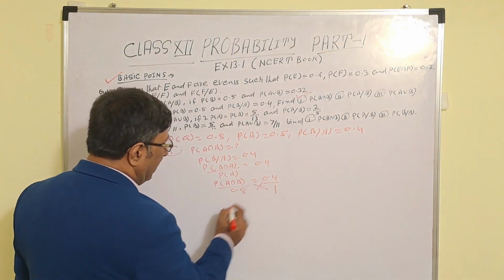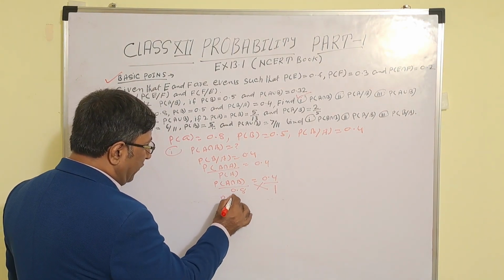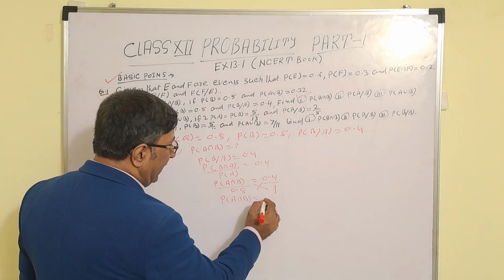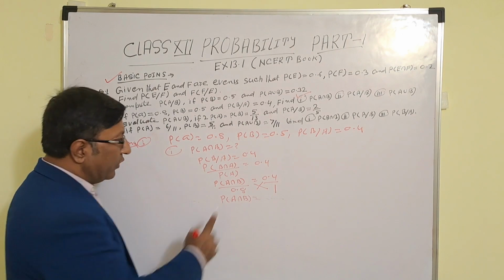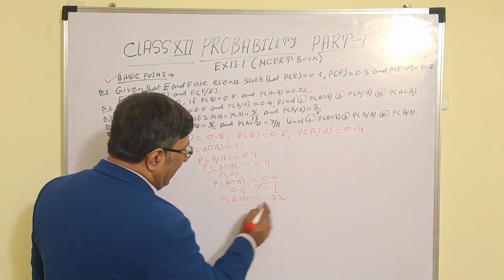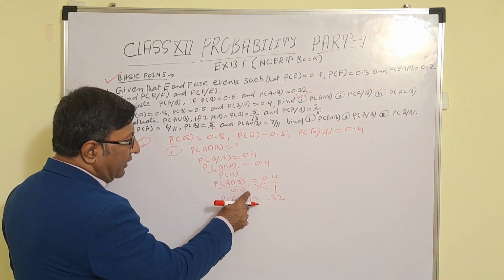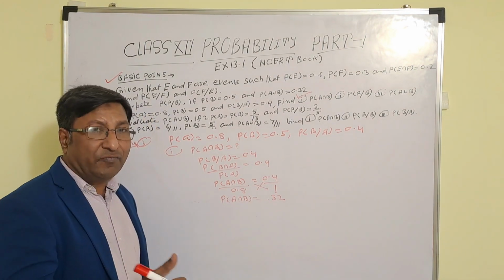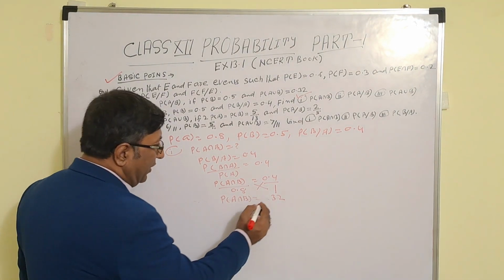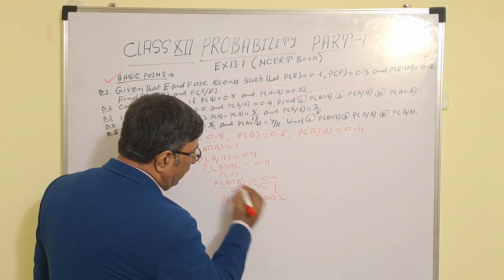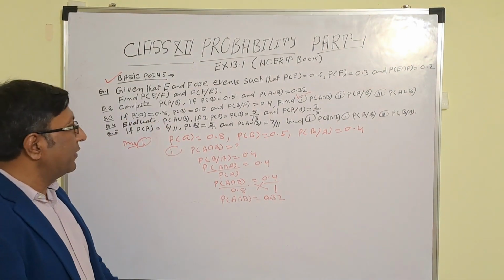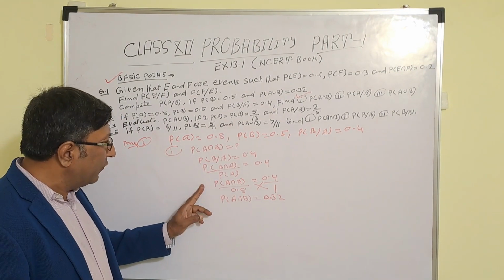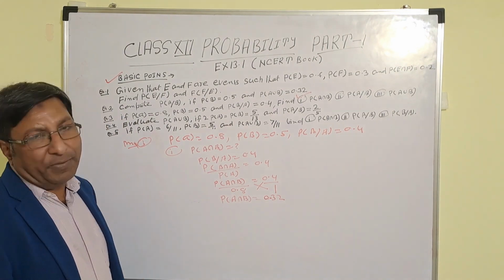If we cross multiply, we will get probability of A intersection B equals 0.8 times 0.4. So 8 times 4 is 32. Here there is 1 digit after the decimal, and 1 digit after the decimal, so from the last, after 2 digits there is a decimal. So 0.32 is our correct answer for the first part, probability of A intersection B.